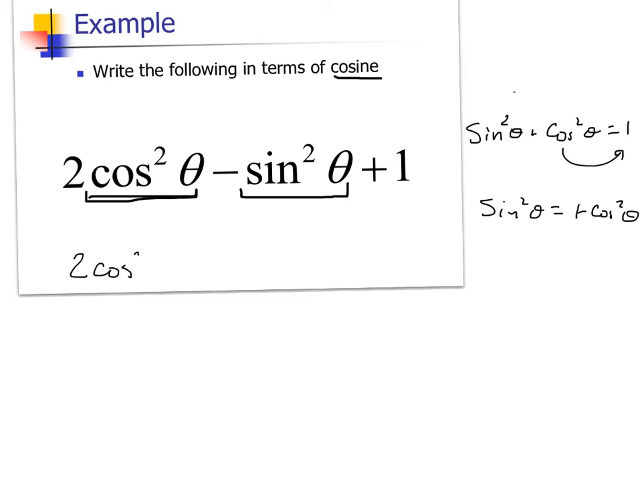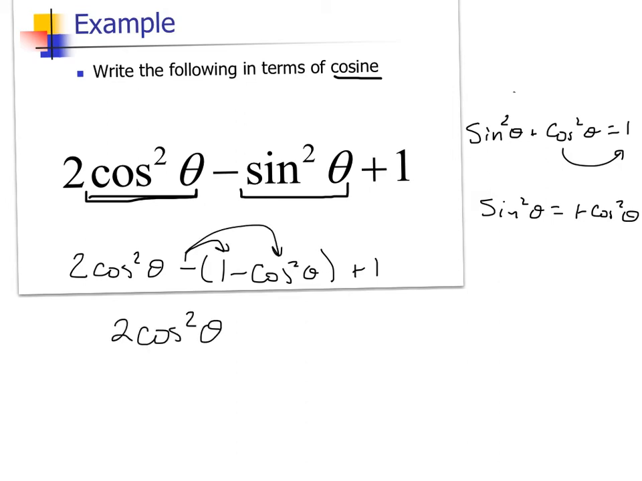So 2 cosine squared theta minus, now here's where you got to be careful. When we replace it, we got to put parentheses around it. Okay? We're doing that because this whole thing is being subtracted. I'm going to distribute my negative. I get 2 cosine squared theta minus 1 plus cosine squared theta plus 1.